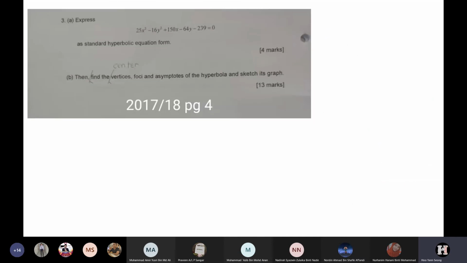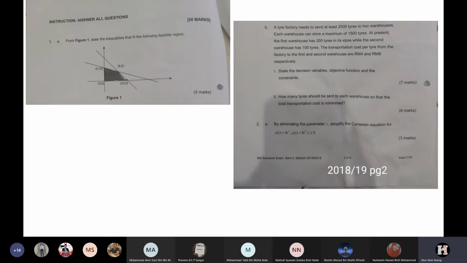And then this is the last question of the 2017-18. Express this one as hyperbolic, so just do completing the square. And most of the students, when they look at this one, suddenly they panic. 13 marks, maka banyaknya. The reason is when you find vertices and asymptote, just now we already have 6 marks, and then after that, you need to sketch and so on. So dia memang generous, doesn't matter.